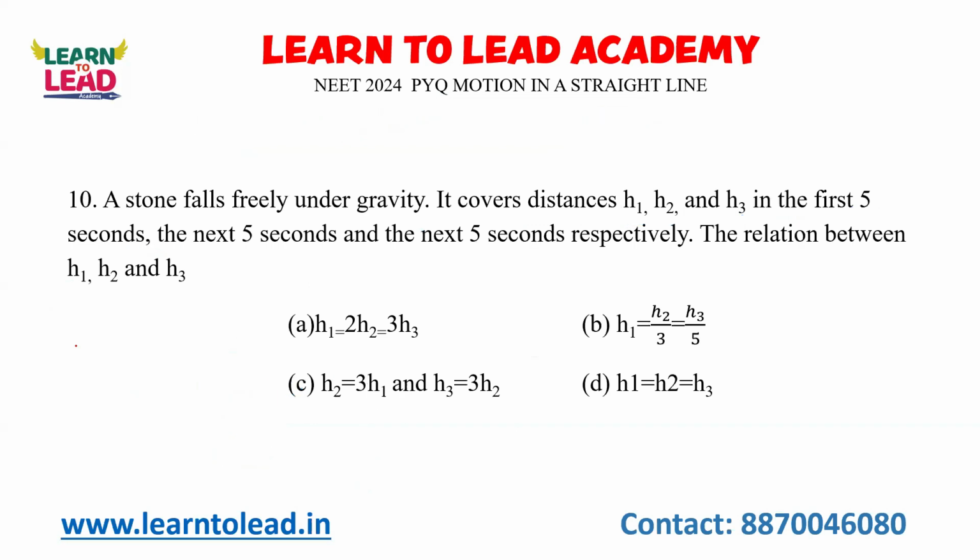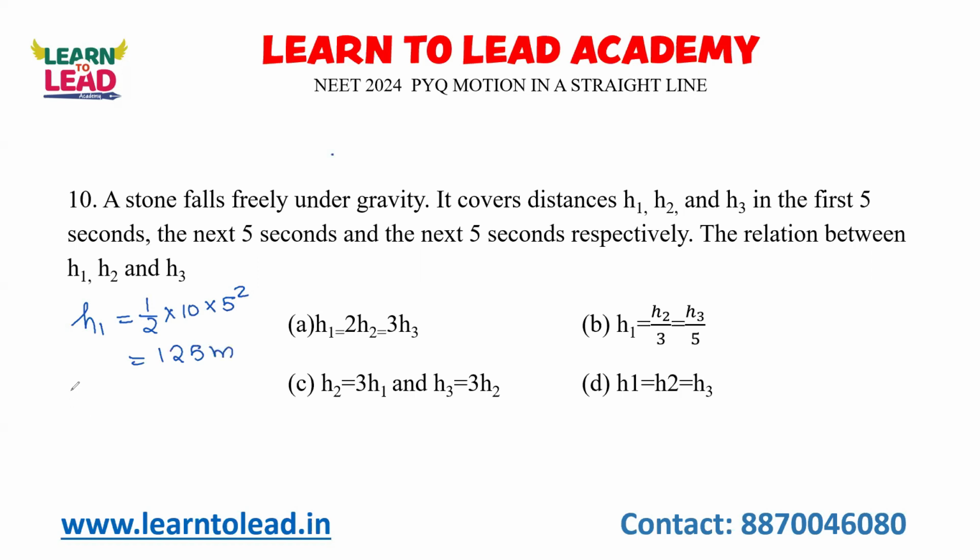Then a stone falls freely under gravity. It covers distances h1, h2, h3 in the next 5 seconds respectively. What is the relation between h1, h2 and h3? Okay, so h1 you can write as half at square, for the first 5 seconds. So it is what?